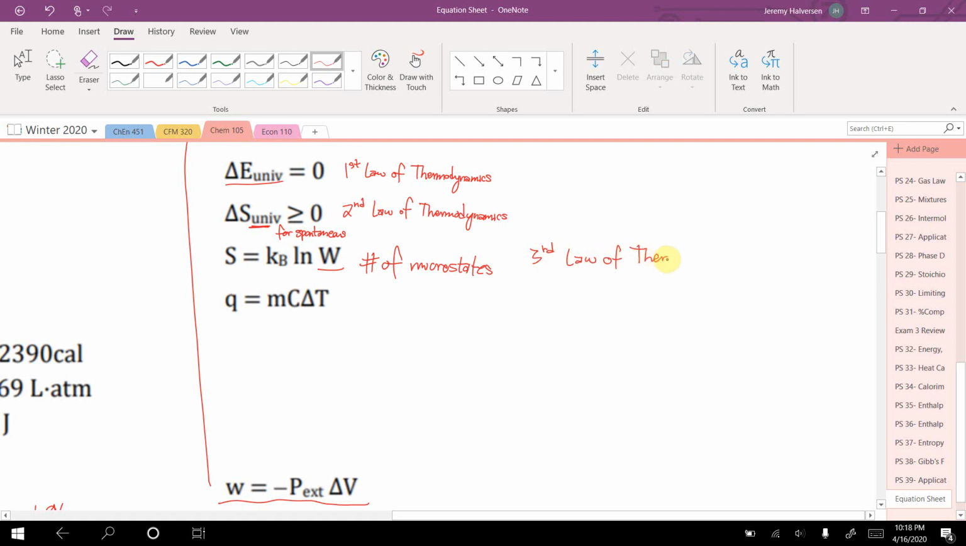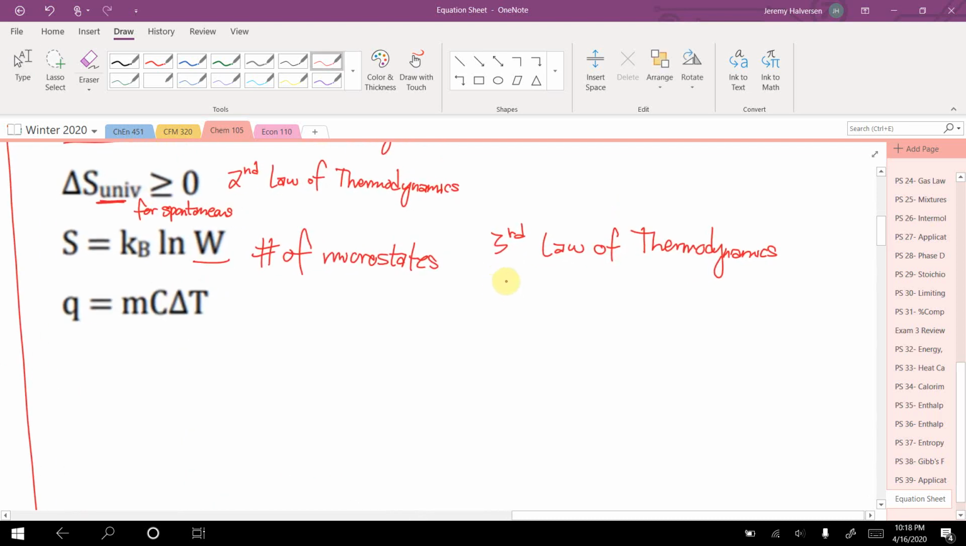of thermodynamics says that entropy equals 0 for a pure crystal at 0 Kelvin. That's because a pure crystal means everything is aligned exactly as it should be, and 0 Kelvin means everything is at its absolute minimum level of molecular motion. So energy can't be exchanged between molecules.